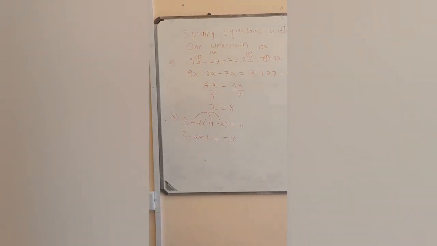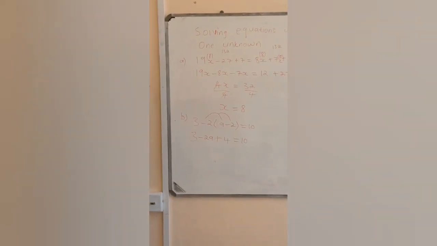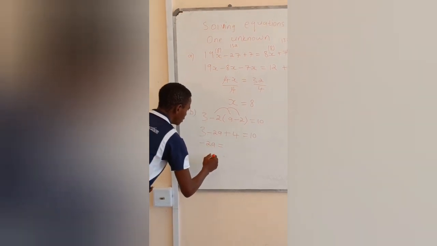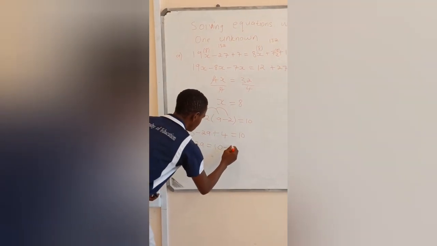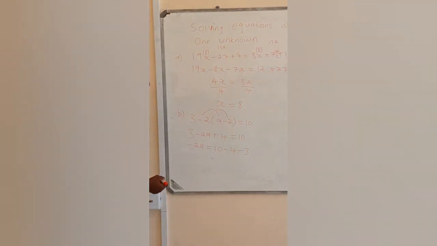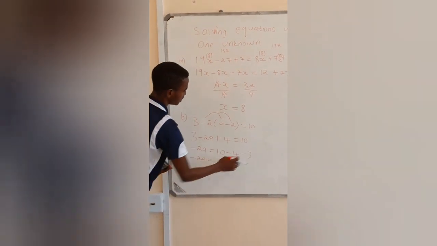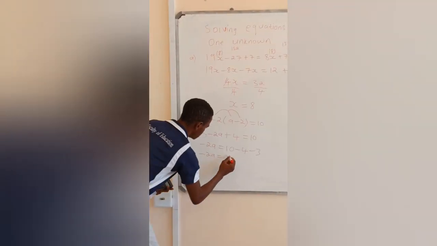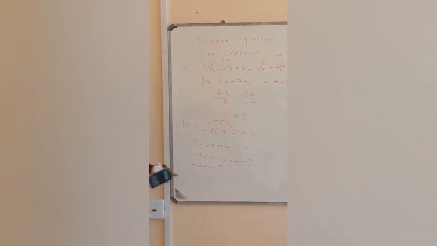So we have to collect our like terms again. We have 3 and 4 and 10. These are like terms, so they have to be on one side. Now you just write your negative 2A is equal, then you move everything to the right hand side. We have negative 4 when it changes sign, and we have negative 3 when it changes sign. So we have negative 2A is equal to 10 minus 4 minus 3. It's positive 3.